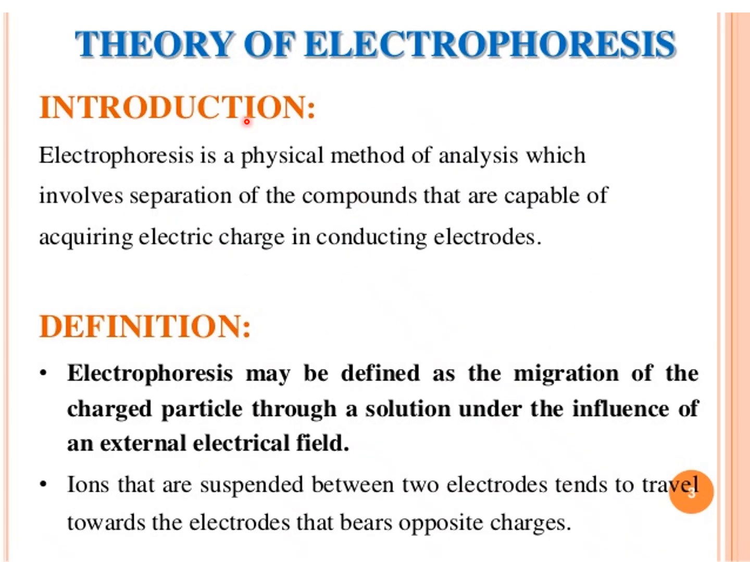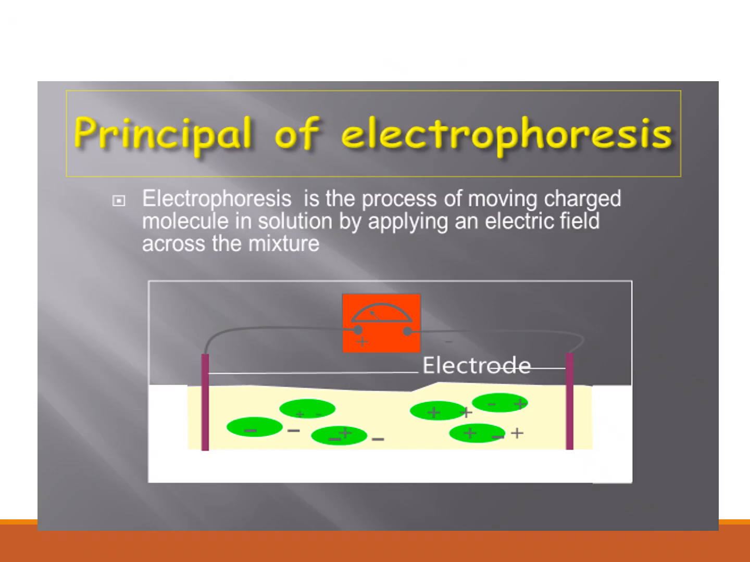For a 5-mark question on electrophoresis, they'll ask what the principle is. First you have to write the definition, principle, procedure, and the different patterns of electrophoresis for conditions. Electrophoresis may be defined as the migration of charged particles through a solution under the influence of an external electrical field. As for the definition, you just mug it up because it's very important. For each and every technique, you should write the definition.